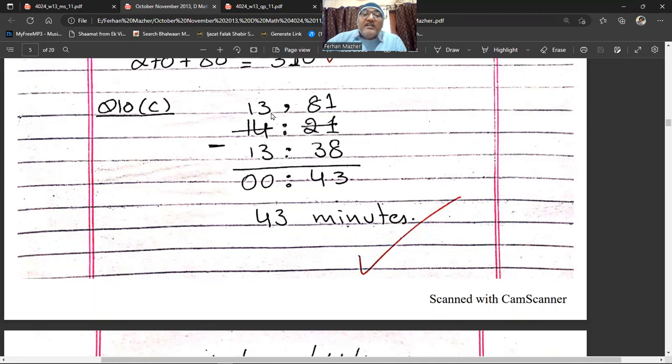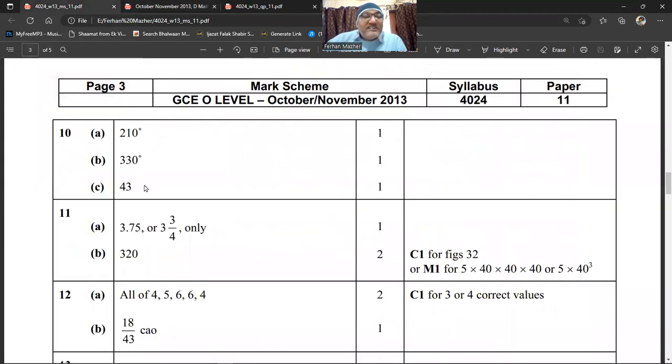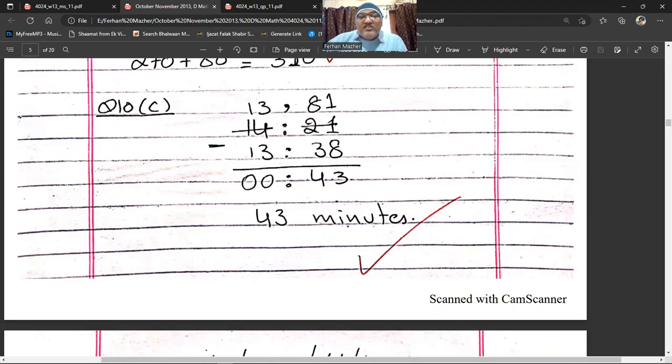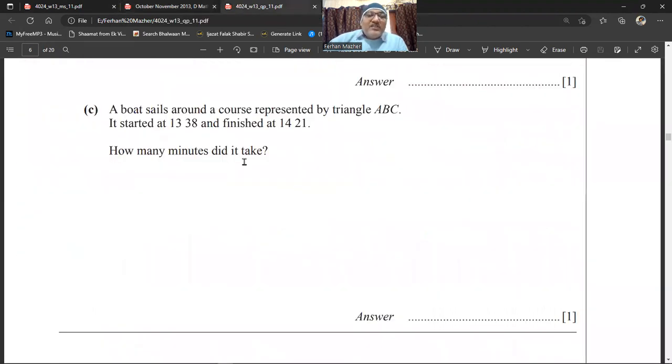Here you have 13 hours. From 13 hours, you subtract 13 hours, you get 0 hours. So how many minutes? 43 minutes. I hope you understand, 43 minutes is the right answer. That's the answer. This is the solution. And we are going to the next question.